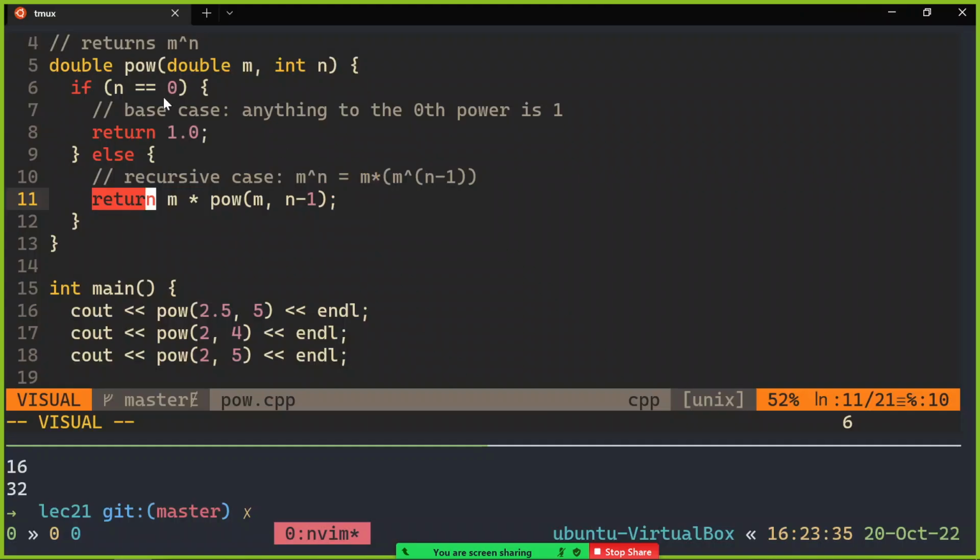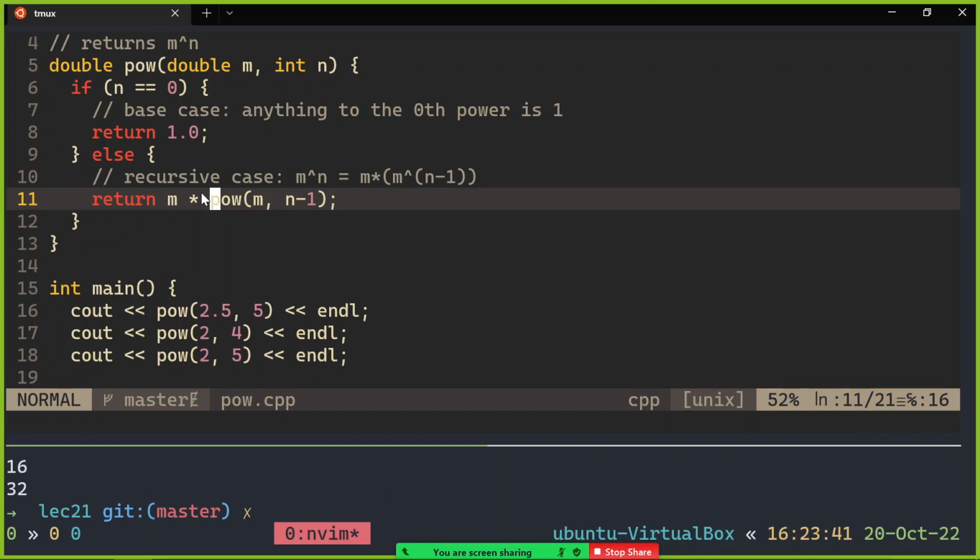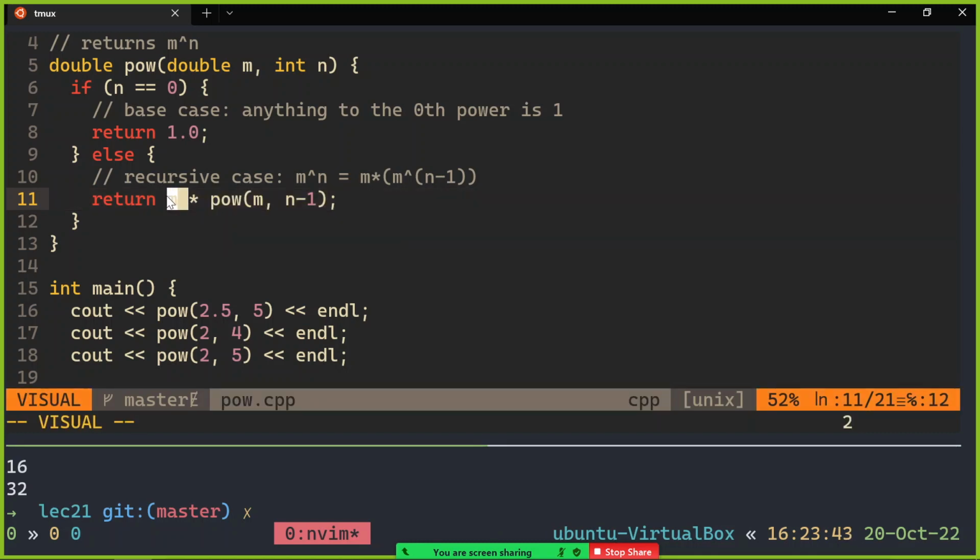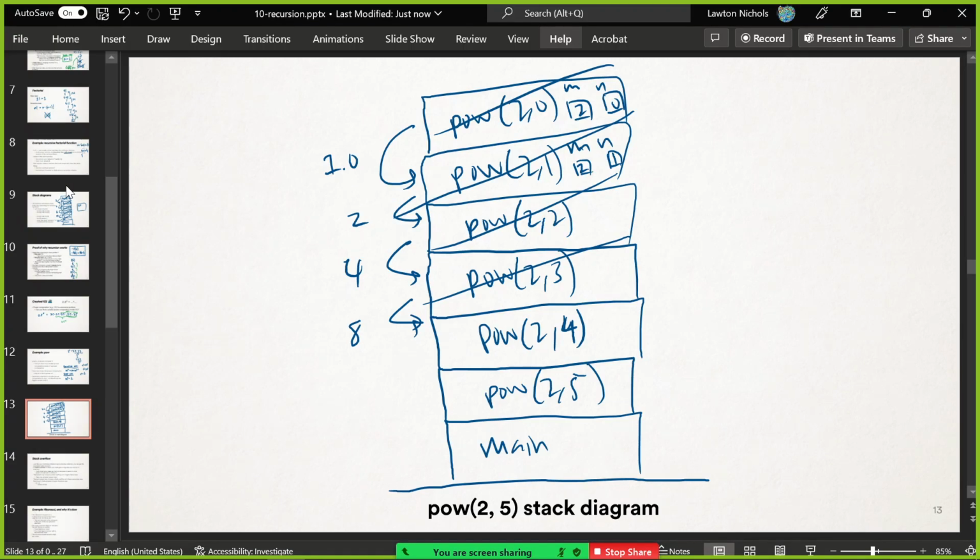Now we go back to 2 to the 4th, who was waiting for 2 to the 3rd to complete, because its n was 4, m was 2 again. It can multiply its 2 by that answer and give back something to whoever was asking it for the answer. So it's ready to give back 16 to whoever called it.